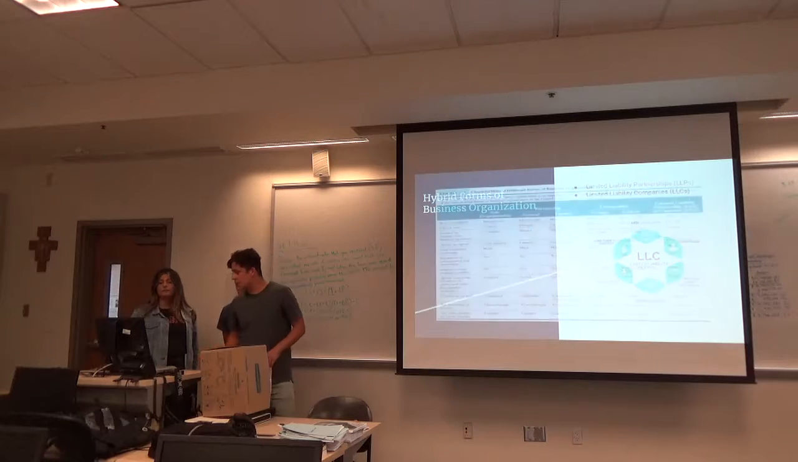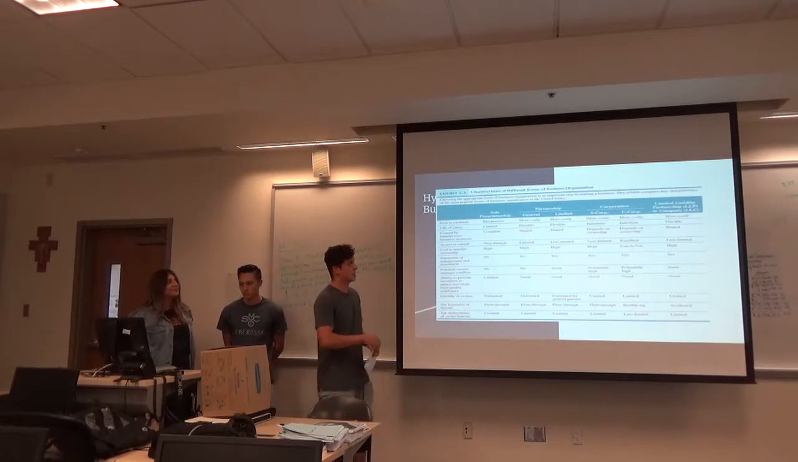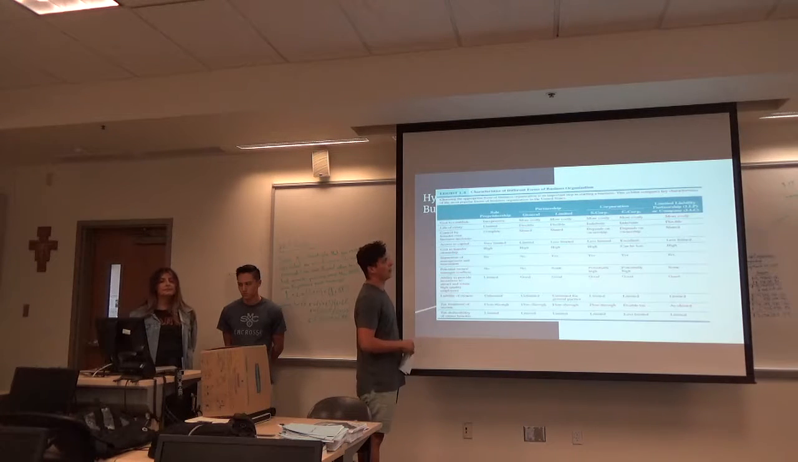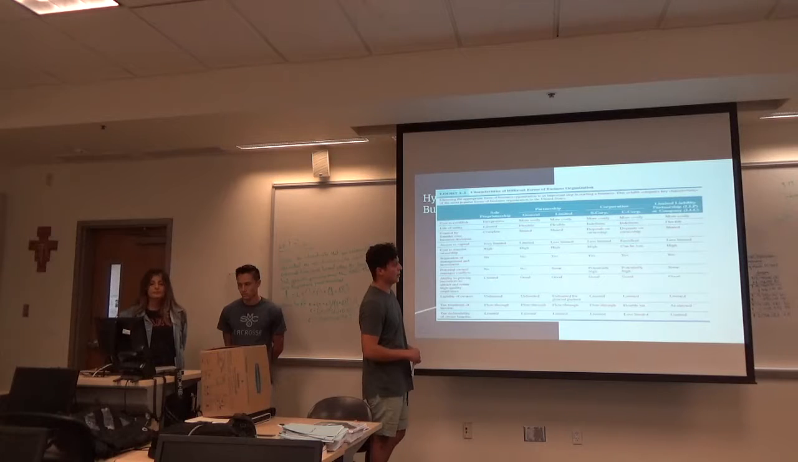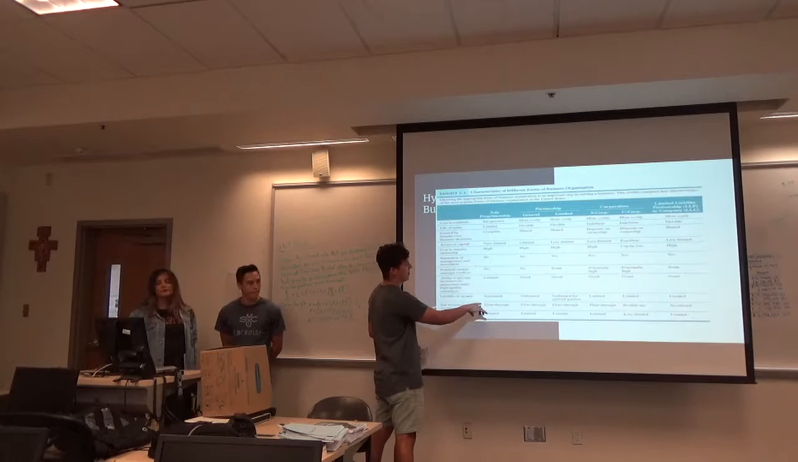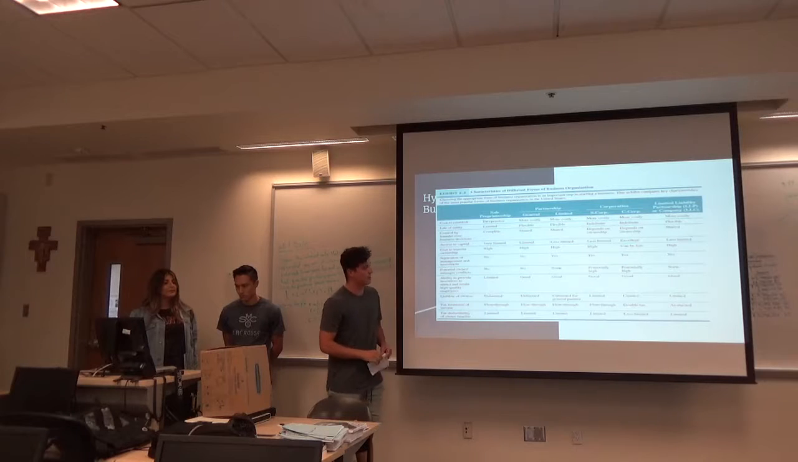Cool, so the next one. This is kind of a visual representation of the differences between a sole proprietorship, a partnership with a general, limited, or corporation, and limited liability. As what we talked about here, with the liability of owners, you can see sole proprietorship is unlimited, and as you go down to the end, the liability is limited.